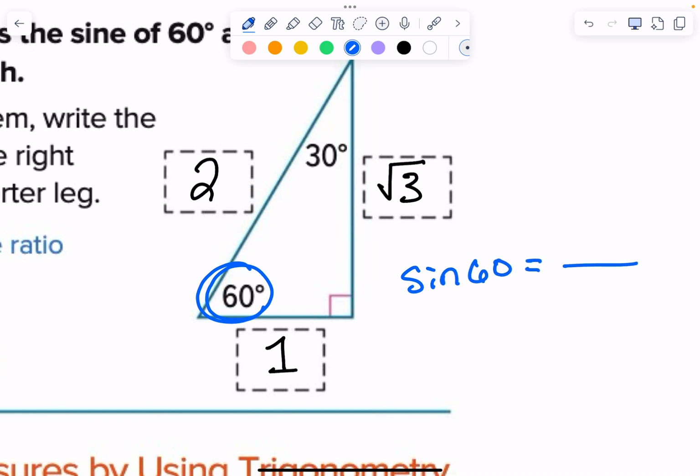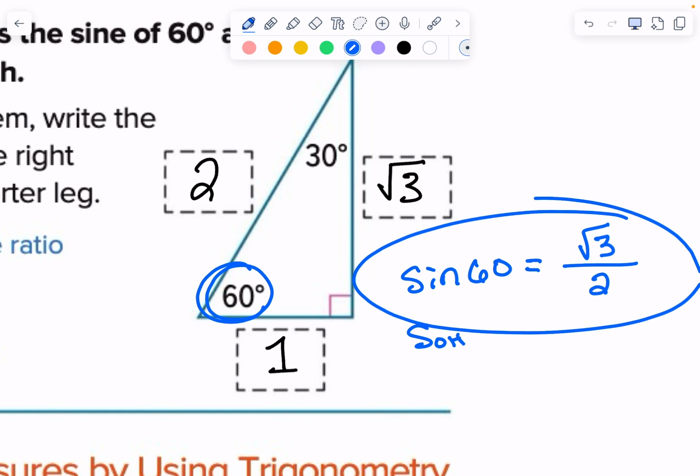Sine is S-O-H, right? Opposite is the square root of 3. And the hypotenuse side is? 2. Sine of 60 degrees is the square root of 3 over 2. You know what the fancy thing is?